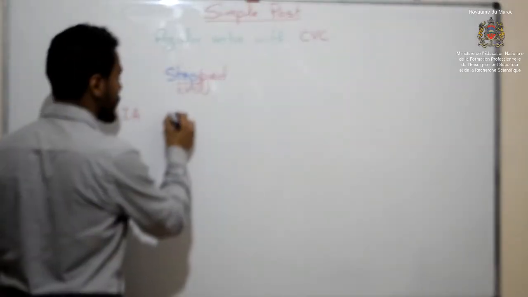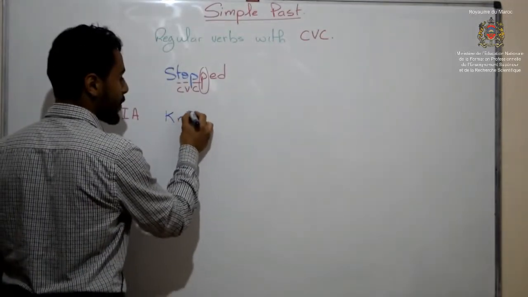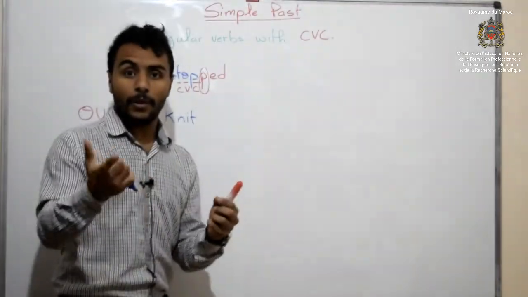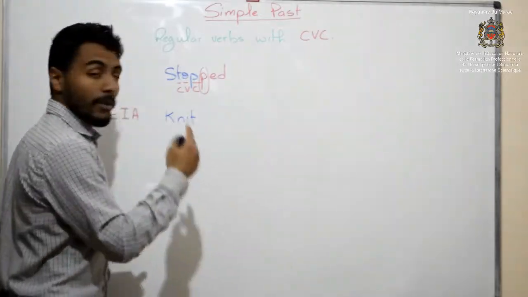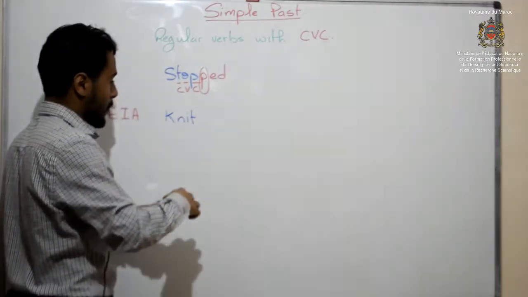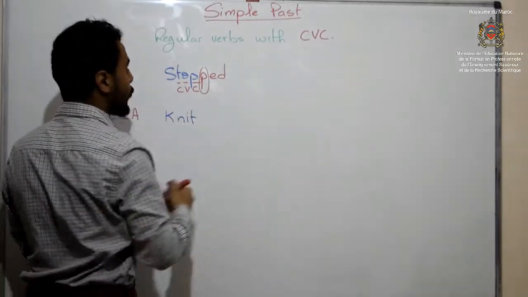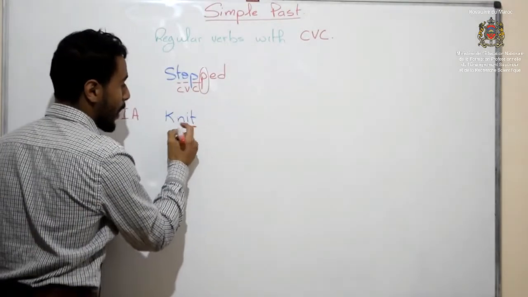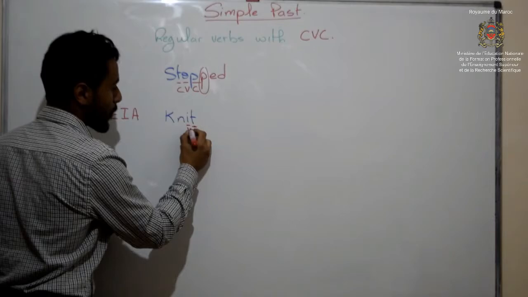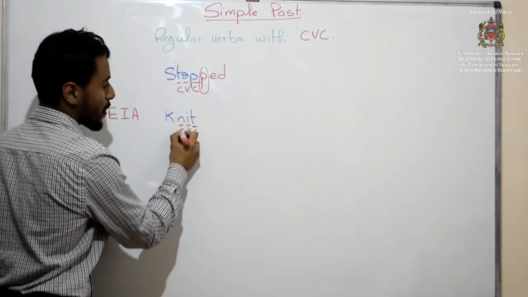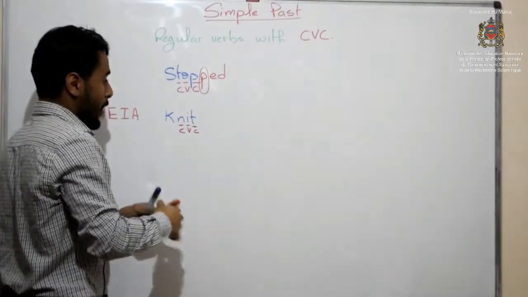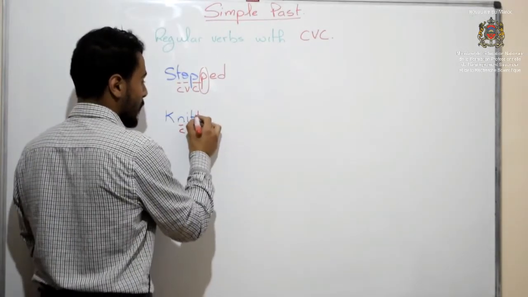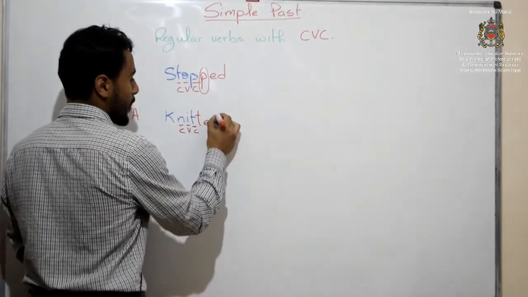Another example, the verb knit. Well, your grandmother knits socks for you sometimes. Okay, now the verb knit has the CVC rule, which is C, consonant, I, which is a vowel, and then N, which is a consonant, a normal letter. Now, of course, I am going to double the T and then add ed.